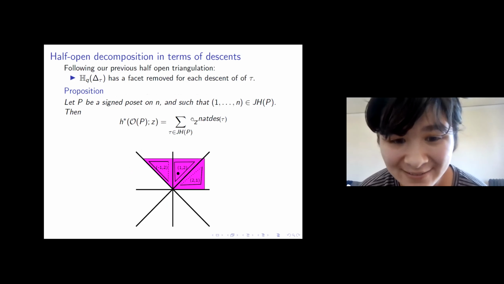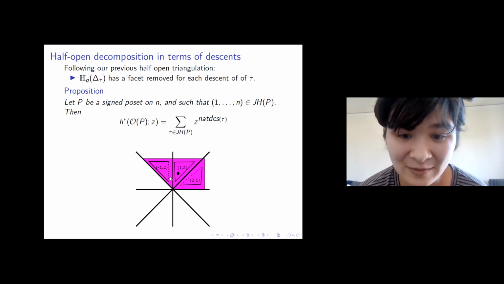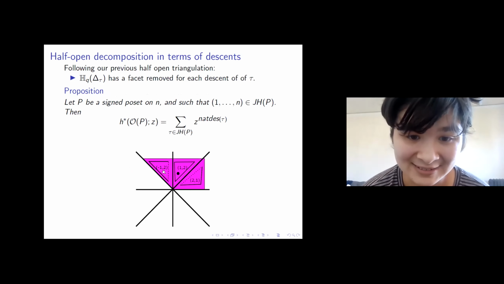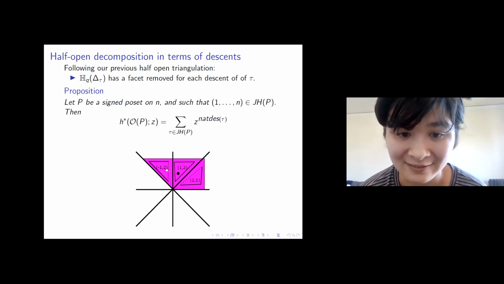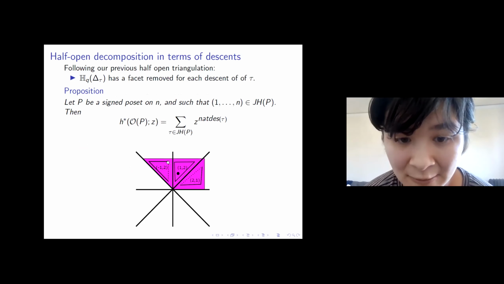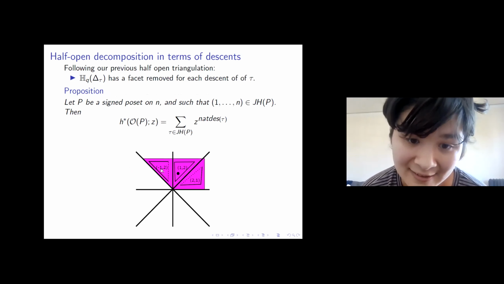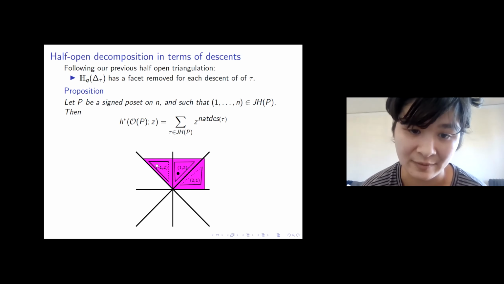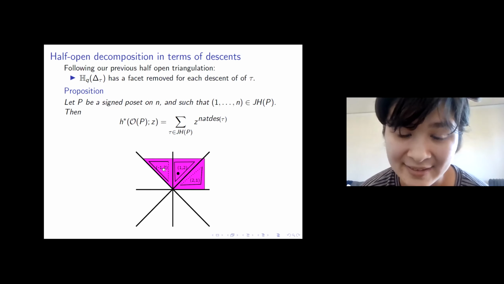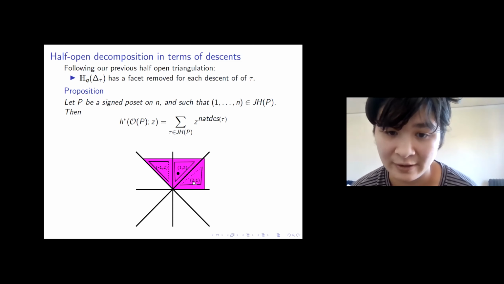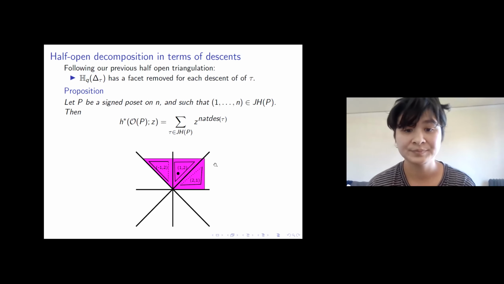Okay, so a fun fact here is that, as you see from this example, you can prove that whenever you have a descent in the labeling of your simplex, you will remove a facet in this half-open construction. So in this case, we have one descent here because we're going down from 0 to -1. And that's the only descent, so there's just one facet removed. Here, there's no descent, so there's no facet removed. And here, there's a descent going from 2 to 1, so we have one facet removed.